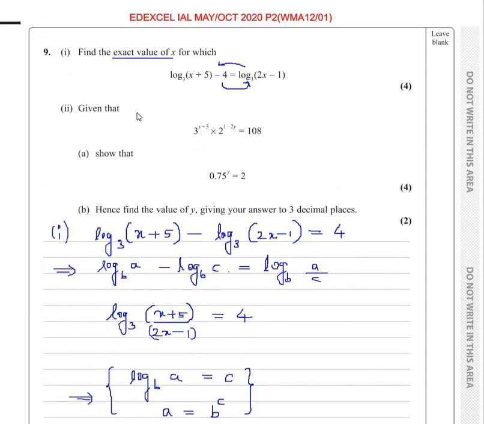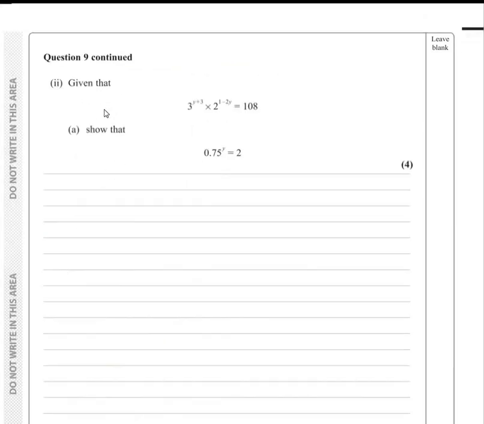Now the second question. Given that 3 to the power of y plus 3 times 2 raised to 1 minus 2y is equal to 108, show that 0.75 to the power of y equals 2. So let me just copy down the question below again. Okay, I have just copied the question below.